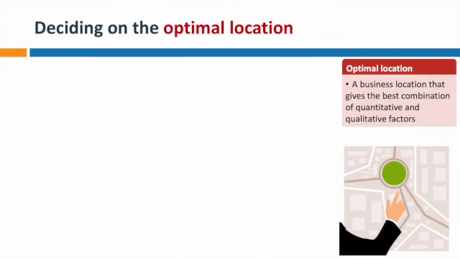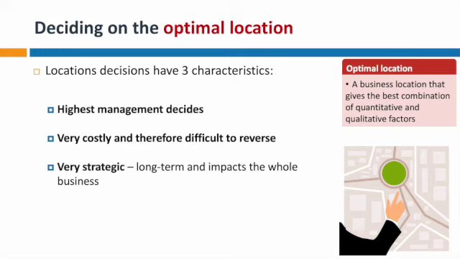Now, deciding on the optimal location. When a business is picking its location, the optimal location would be one that gives the best combination of quantitative and qualitative factors.